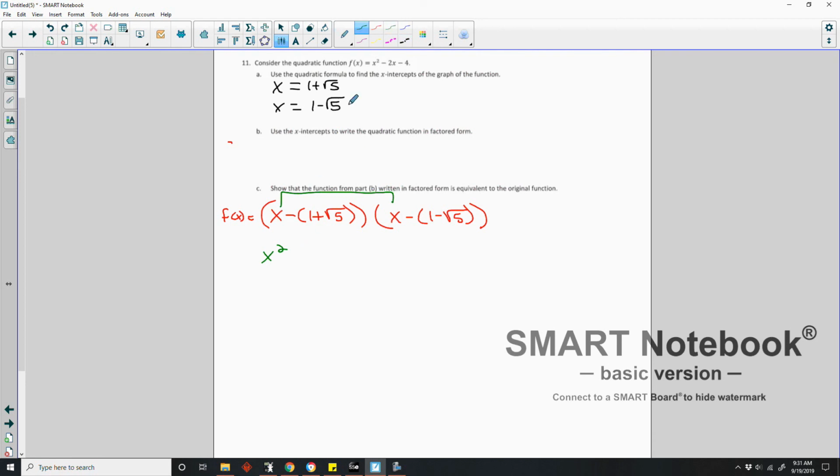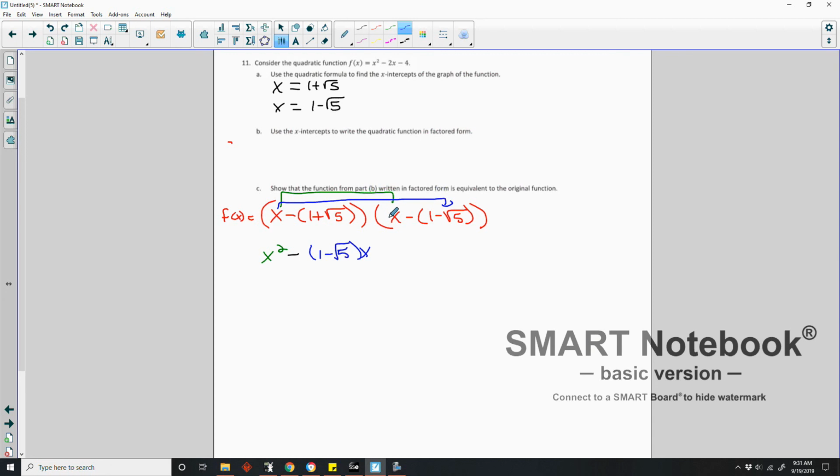Plus, I'm going to color code it this time, plus outer is this and this. So x times a negative 1. So it's going to be minus instead of a plus here, because that's a negative. So it's going to be minus. And x times this, so it's going to be minus 1 minus the square root of 5 x. Okay, x times that.